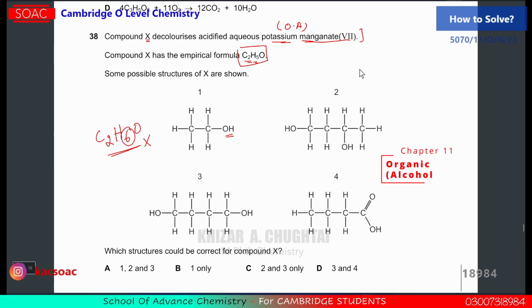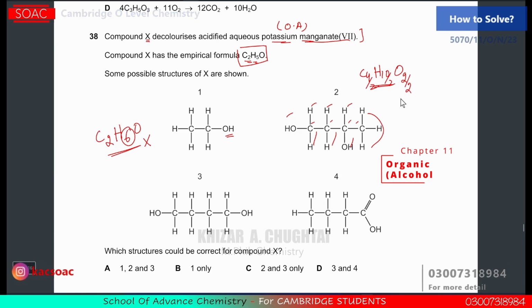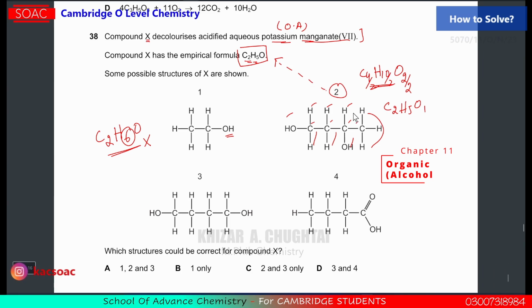Come towards the 2. This one. How many carbons are there? 1, 2, 3, 4. 4 carbons. And how many hydrogens are there? 3, 4, 5, 6, 7, 8, 9, and 10. And how many oxygens? O2. Yes, it's an alcohol, and it can be simplified by dividing by 2, and it is C2H5O1. Yes, it has the same empirical formula. So 2 is the correct option.